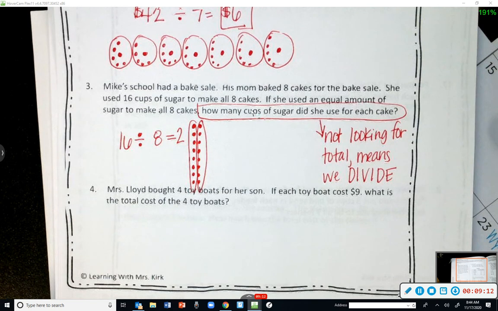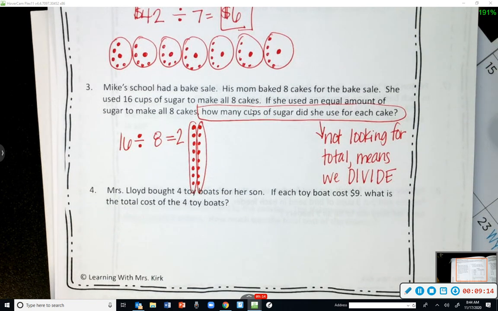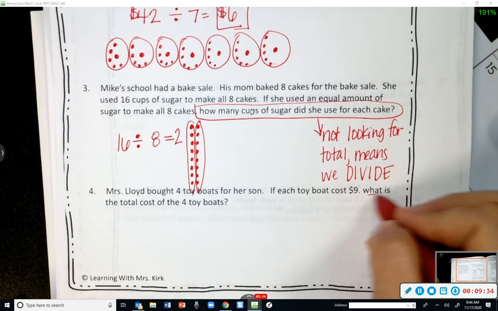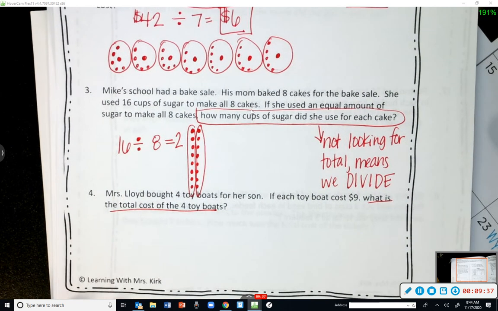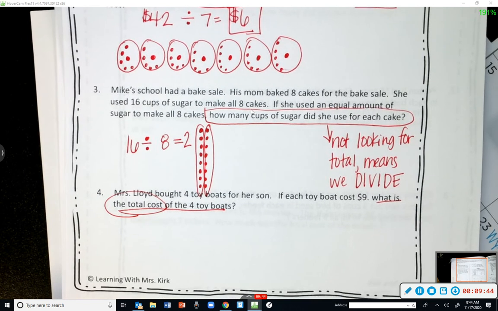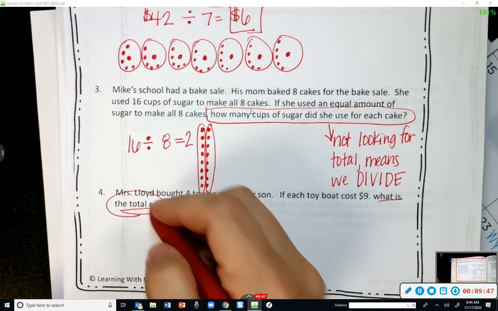Bryson, you want to read it? Okay, Kelsey? Lloyd bought 4 toy boats for his son. If each toy boat cost $9, what is the total cost of 4 toy boats? Okay, good. It says, what is the total cost of the 4 boats? Are we looking for the total? Yes. So what does that mean when we're looking for the total? That means we multiply.